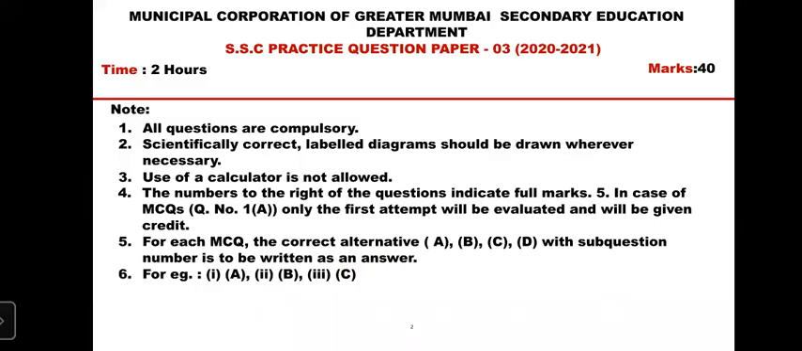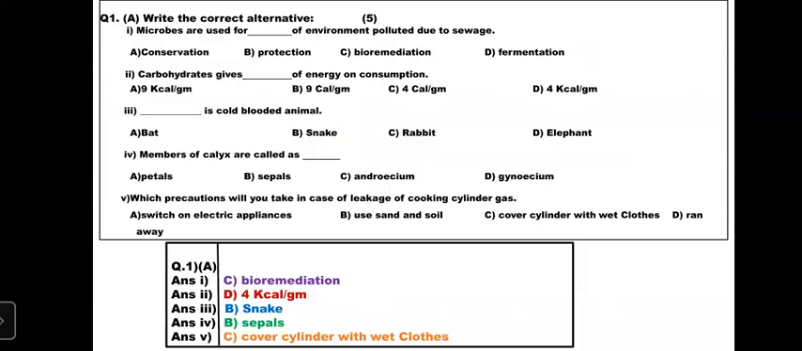Now let's begin. Your question number 1A is an MCQ type of question, in which the question is given along with 4 alternatives. You have to choose the correct alternative and write. So question number 1A, write the correct alternative. It is for 5 marks. In this question, 5 MCQ type questions have been asked, and it is very scoring. Very easily you can score 5 marks.